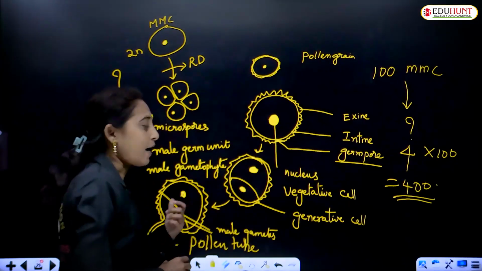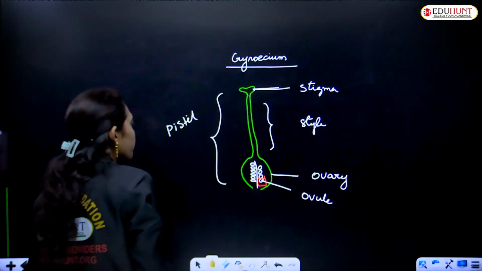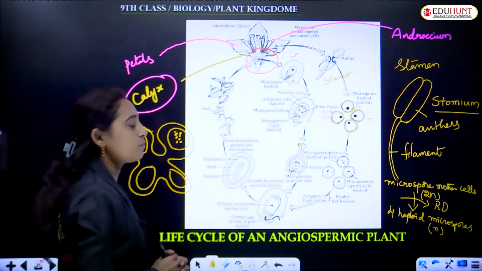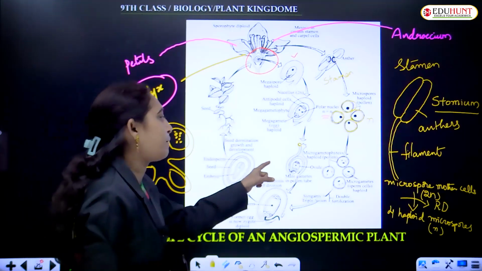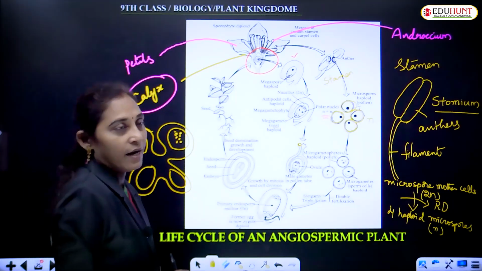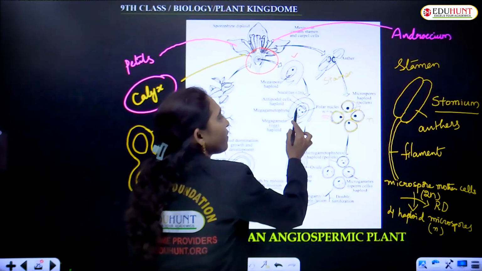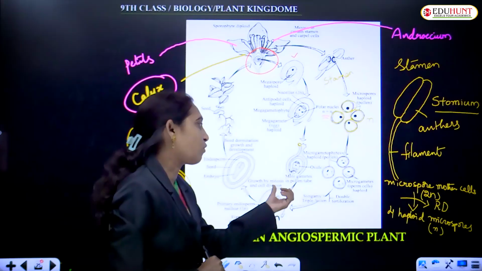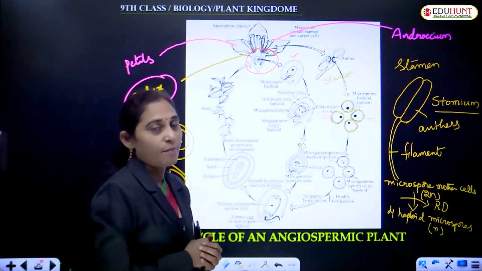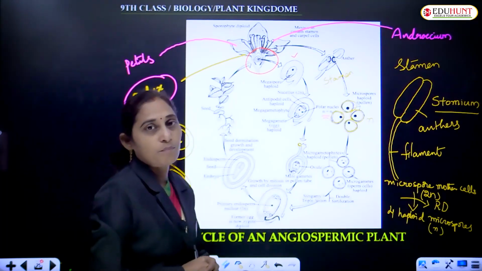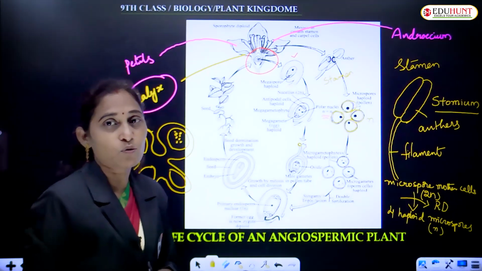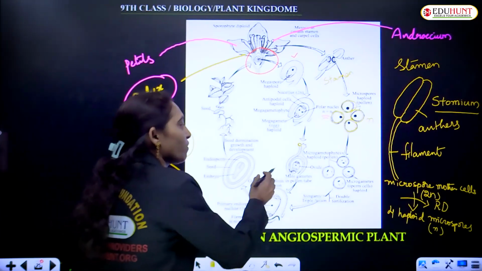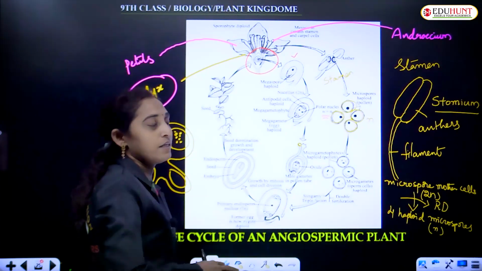And this pollen tube carries the male gametes, and through this pollen tube, the male gametes will reach the ovule. And in the ovule, what do we have? We have the embryo sac. In that embryo sac, we have a female gametophyte. In that, the female gamete is there, and the first male gamete will fuse with the female gamete and form the zygote, and the second one fuses with the central cell, which is a diploid one.